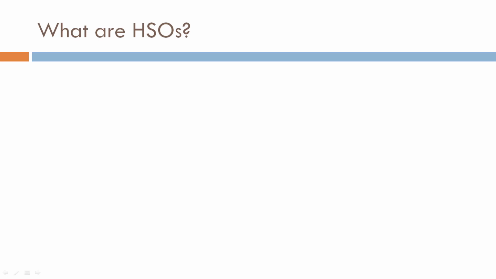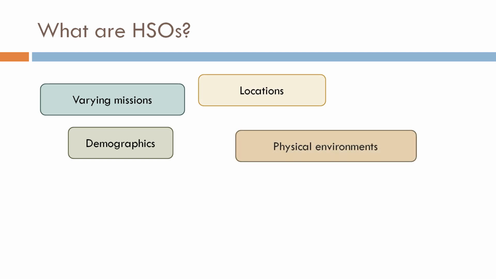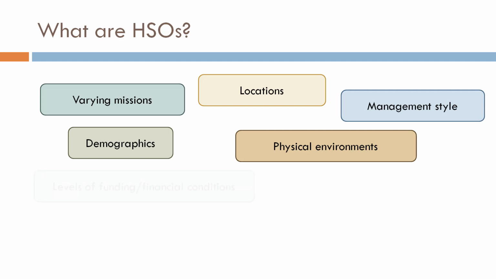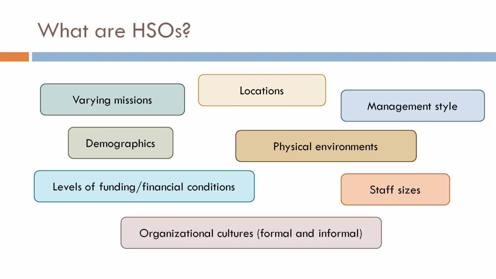So what are human service organizations? One way to think about it is to think about how they're different. Human service organizations have a variety of different missions. They address problems that clients of various backgrounds have. They are offered in different locations. They have different physical environments, different management styles, different levels of funding or financial conditions. They may have different staff sizes and different organizational cultures, both formal and informal.